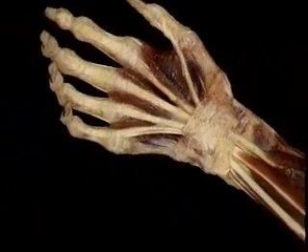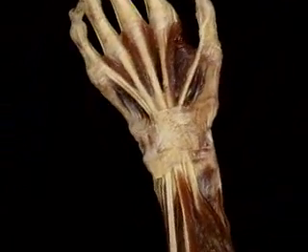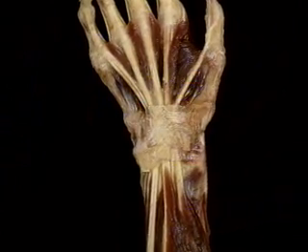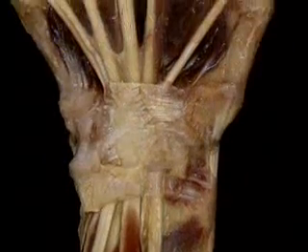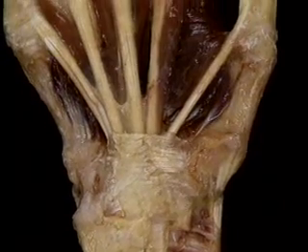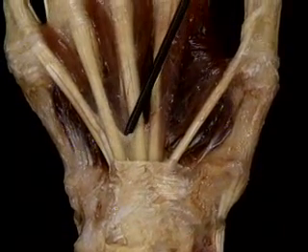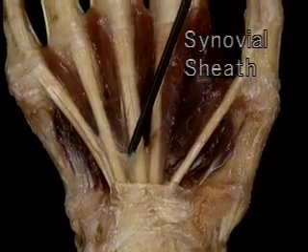Before we follow the superficialis and profundus tendons into the hand, we'll bring the forearm to the upright position. As the flexor tendons pass through the carpal tunnel, they're all enfolded within this common synovial sheath, which extends into the palm of the hand.